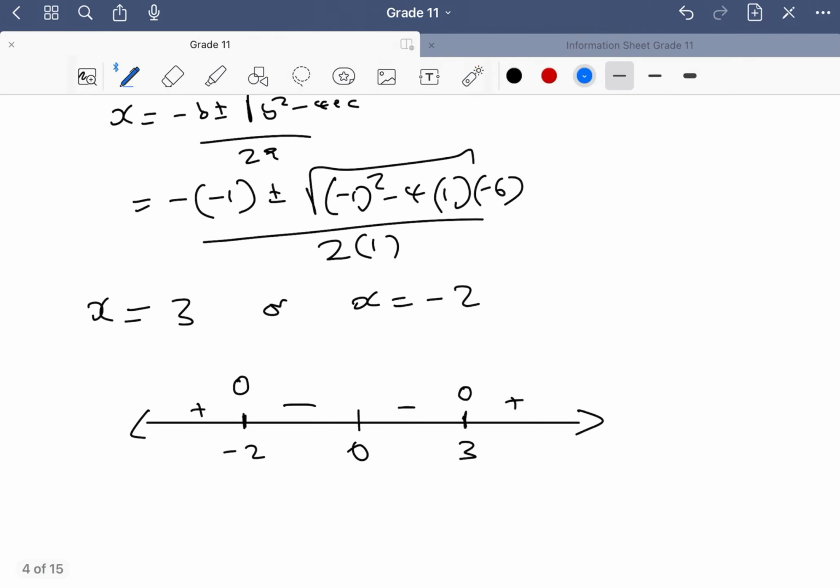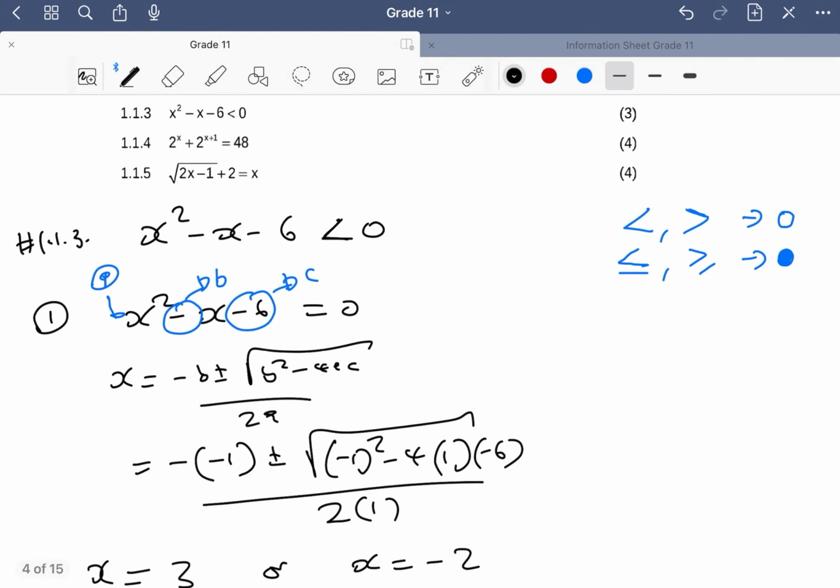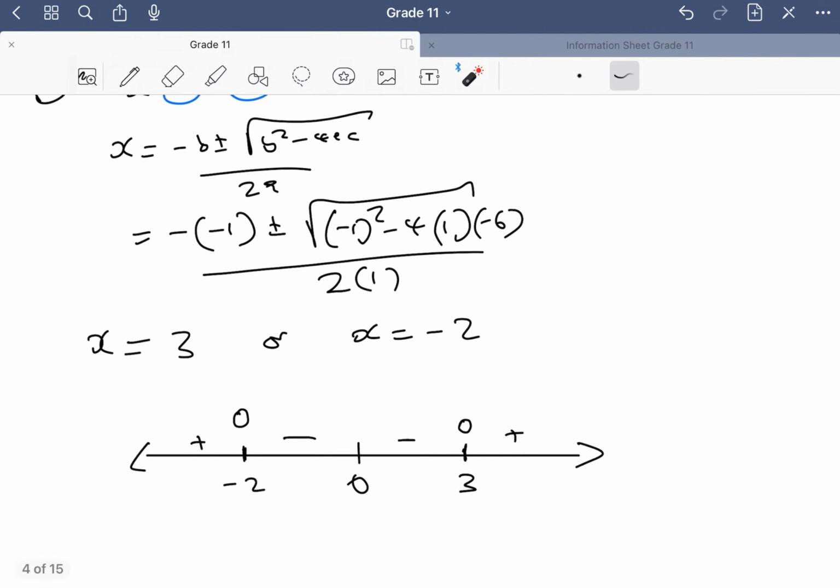So say open dot. Now what we're trying to solve, we're trying to solve for a value of x where it is negative, where it is less than 0. So the value of x is less than 0, meaning where it is negative. So if you substitute any value that's between -2 and 0, you get a negative.